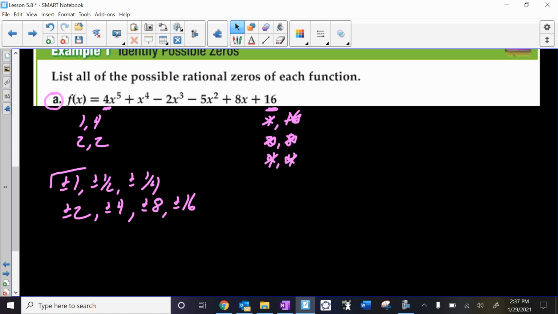So from this list, these are what we are going to consider our possible rational zeros. These are our possible zeros that could be located in this polynomial. I'm not sure which ones, but I do know that there are some that are listed in here.